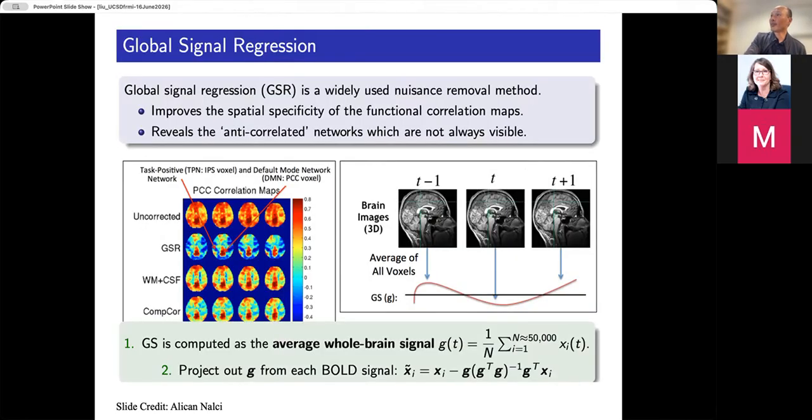The main place people use it is something called global signal regression, which is very simply, you compute this average global signal, and then this is the one line of code that's in a lot of pipelines. You basically just regress it out of every signal in your data set. So that's all it is. Whether you do this or not essentially comes down to one or two lines of code hidden in maybe tens of thousands or millions of lines of code.